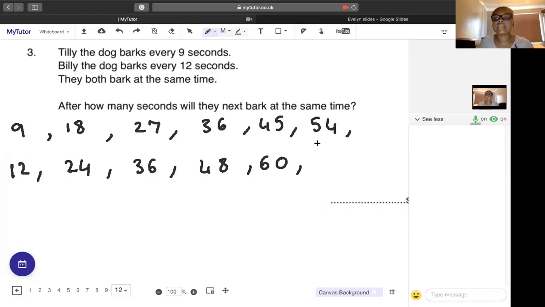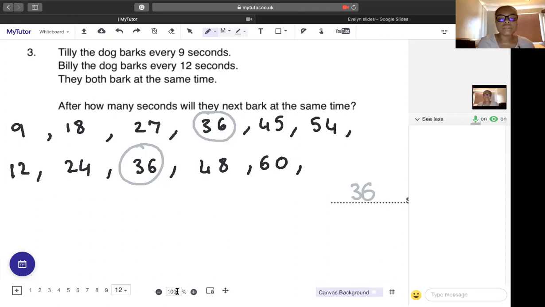Now I can already see a number which is common in both. I can already see a multiple which appears in both times tables, which is 36. Now 36 is the first number that is common in both the 9 times table and the 12 times table. So this would be the next time that both of the dogs bark together at the same time. It would be at 36 seconds. Okay, so that would be the way how you do it if you were to list out quite a couple of the multiples for each number.